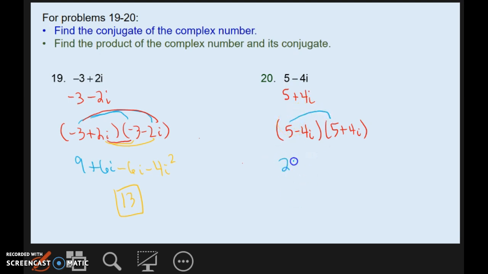5 times 5 is 25. And then negative 4i times 4i is negative 16i squared. Again, that's going to become a positive 16 with the 25 that's already there. And I end up with 41.